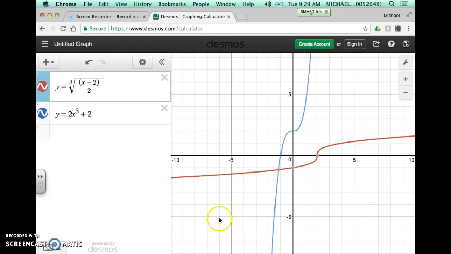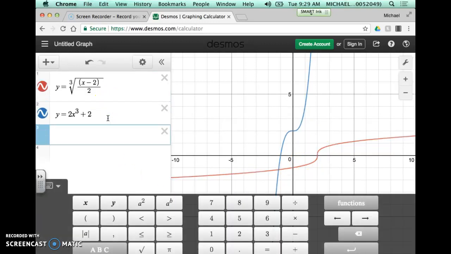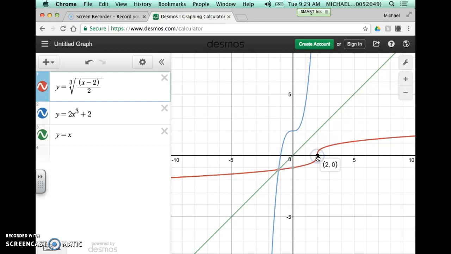And because these two functions are reciprocals across the line y equals x, that line in green, you see how the original function in red, 2, 0, is the x-intercept. Its inverse in blue, that x-intercept becomes the y-intercept of the inverse function. And again, that is because all x values of the given function become the y values of its inverse, and vice versa. And you can see how it is reciprocal across the green line y equals x.